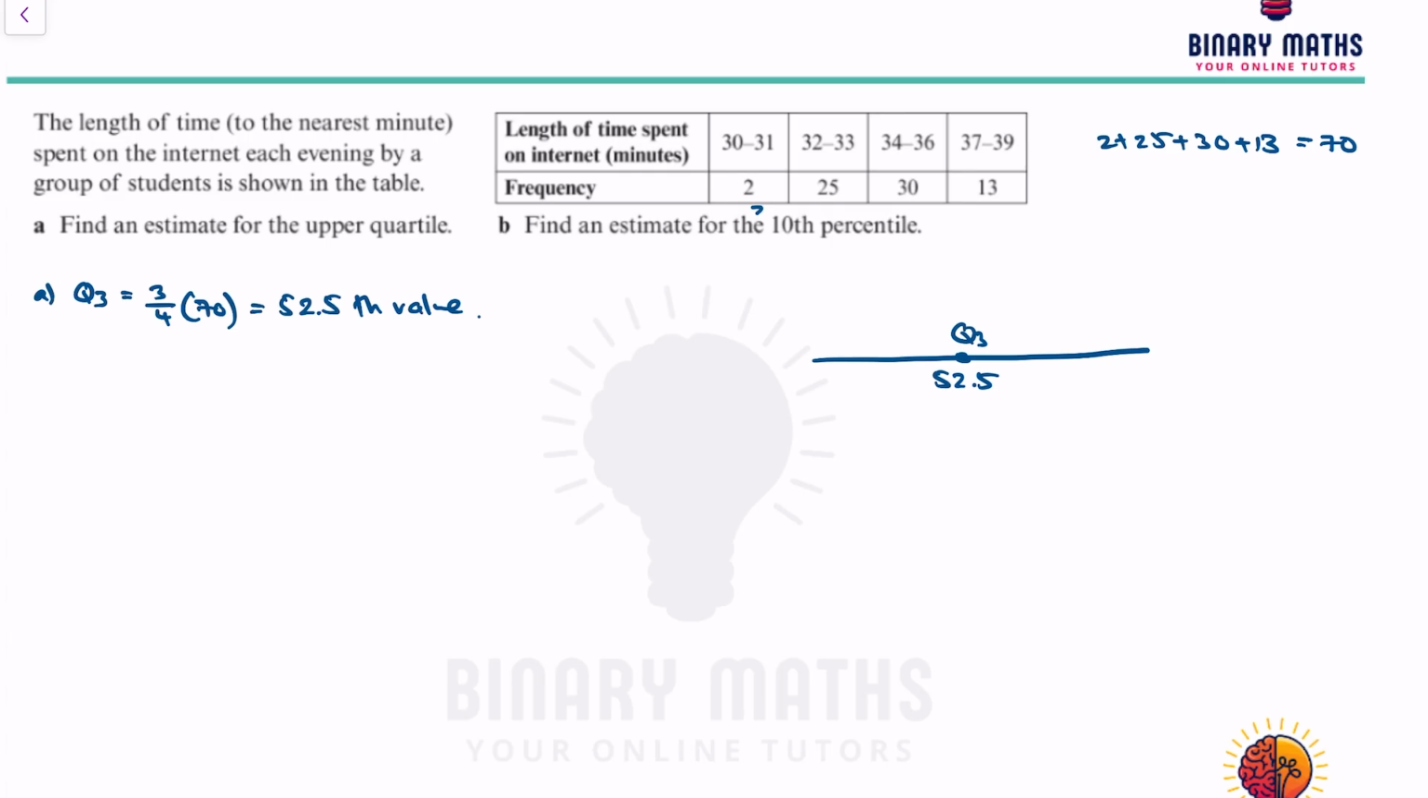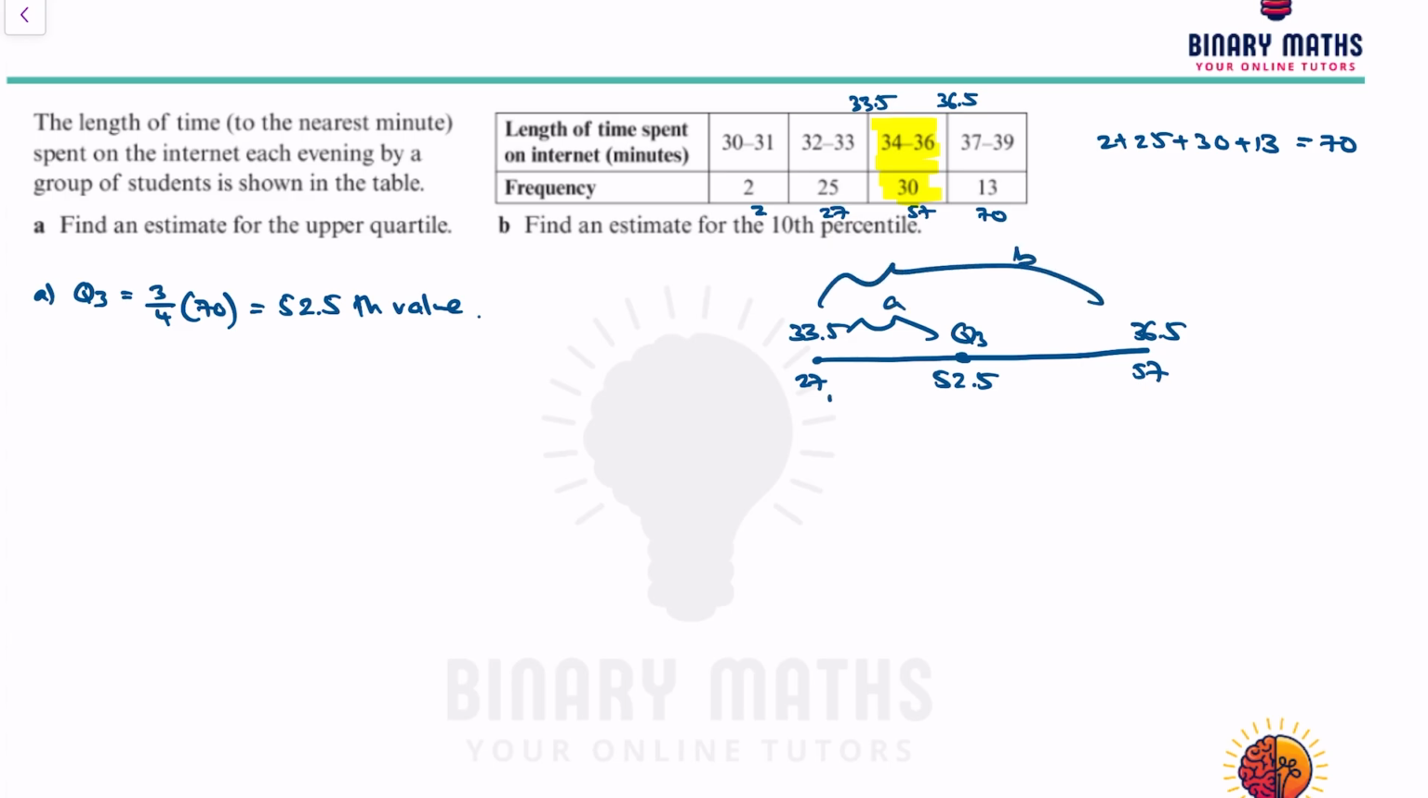If I do a cumulative frequency, I've got 2, 27, 57, and 70. So if I'm looking for 52.5, it must be in this class interval. Again, the lower bound is 33.5 and the upper bound of the class interval is 36.5. So Q3 lies between 33.5 and 36.5, and the frequency lies between 27 and 57.